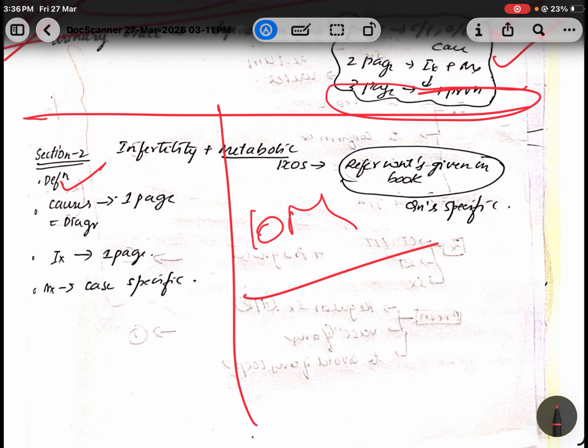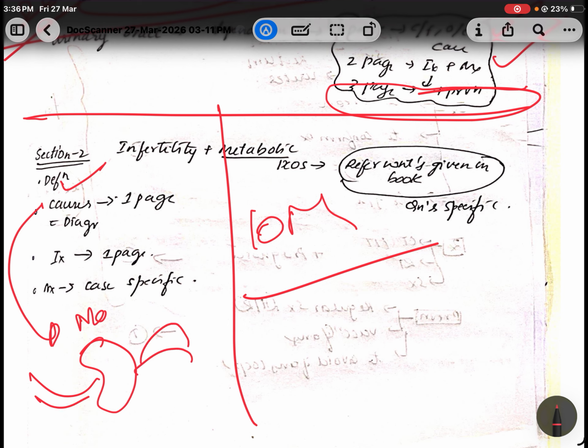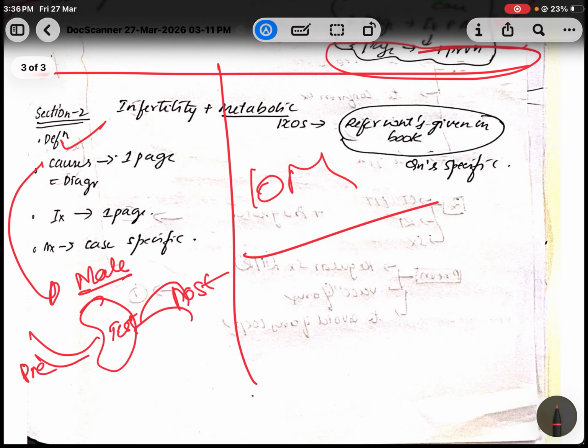I obviously need to write about a definition. When do you say it's infertility? While writing causes, make sure you draw a diagram and you can fill all the causes in one page. I will just give you an example. If they're asking about male factor, obviously you can write pre-testicular, testicular and post-testicular. Here only you can fill half a page.